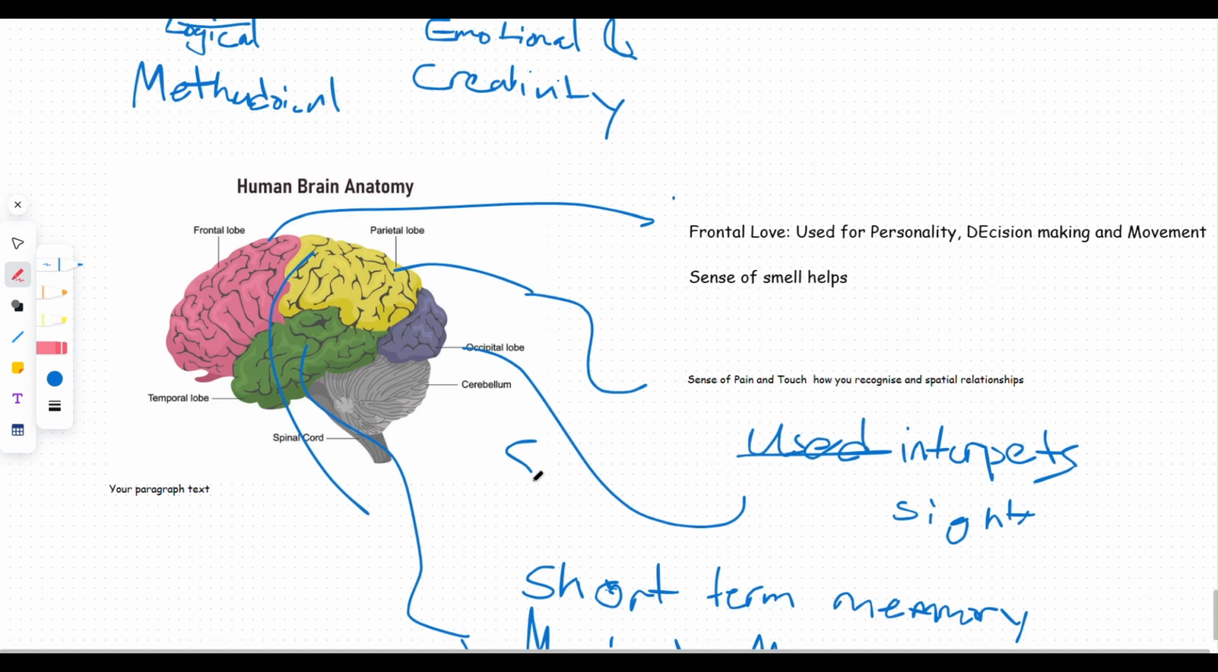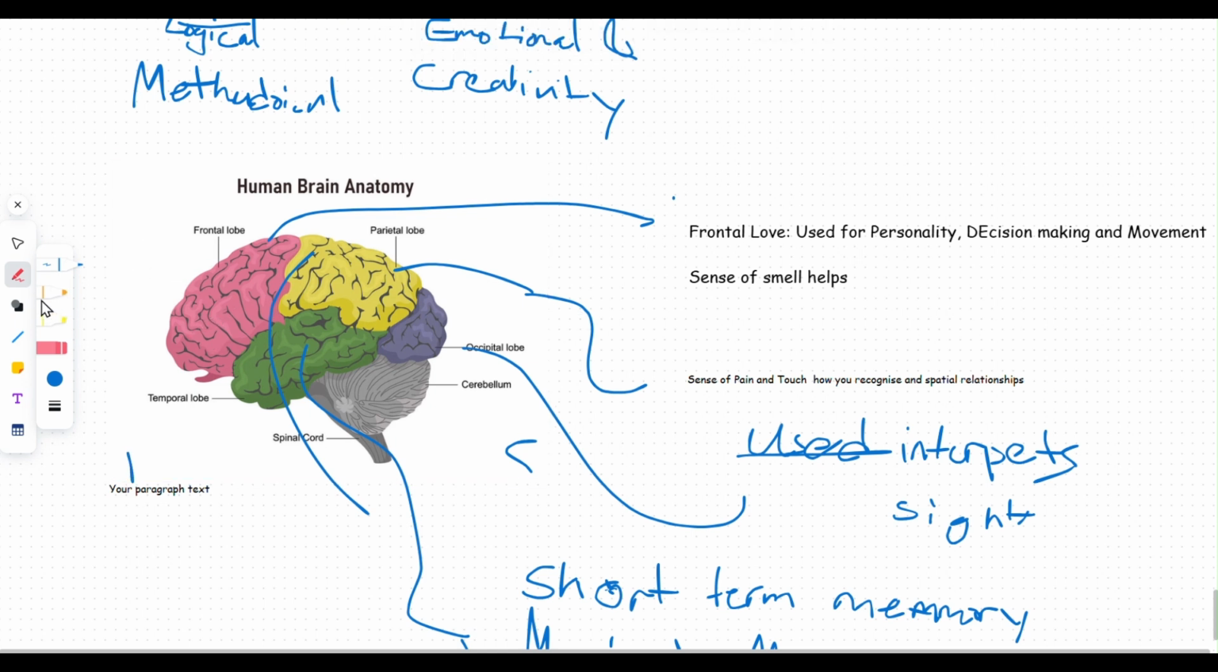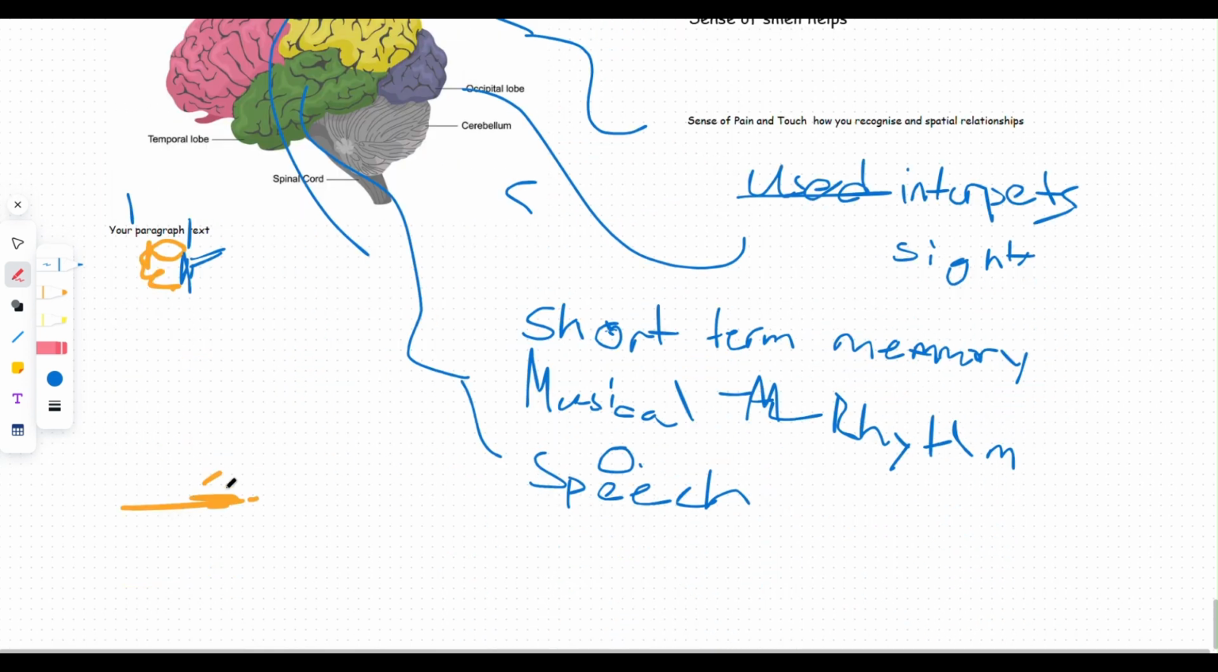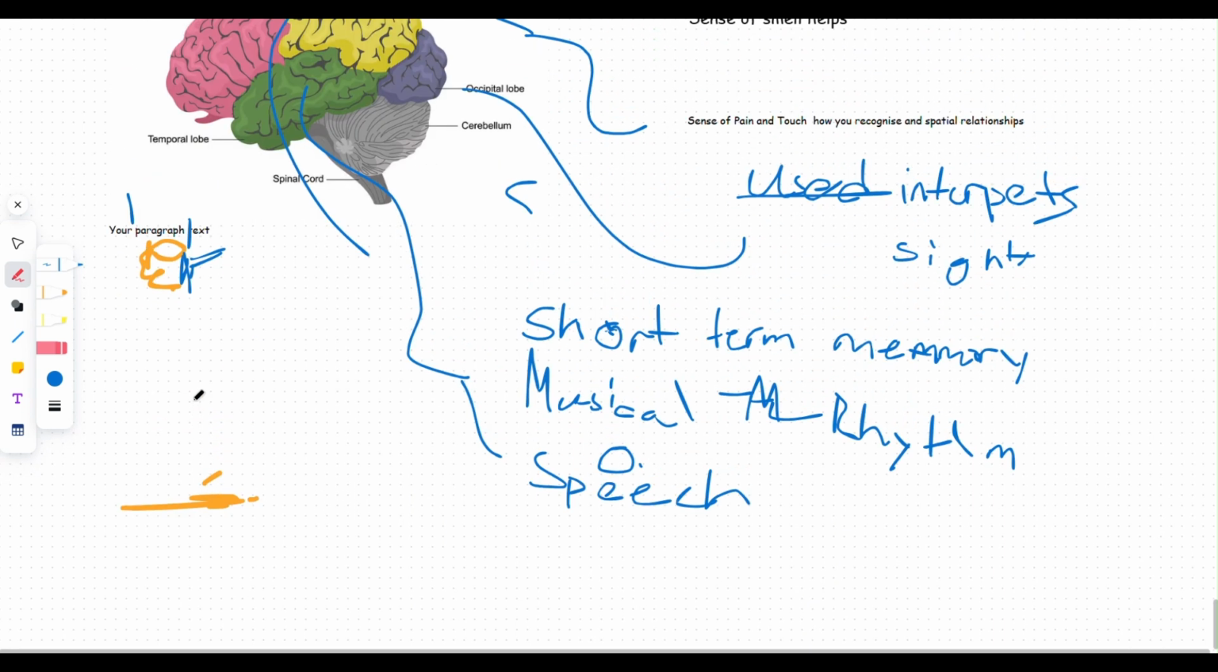Let me just recap. Your frontal lobe: personality, decision making, and your sense of smell. That's your frontal lobe, and movement as well.